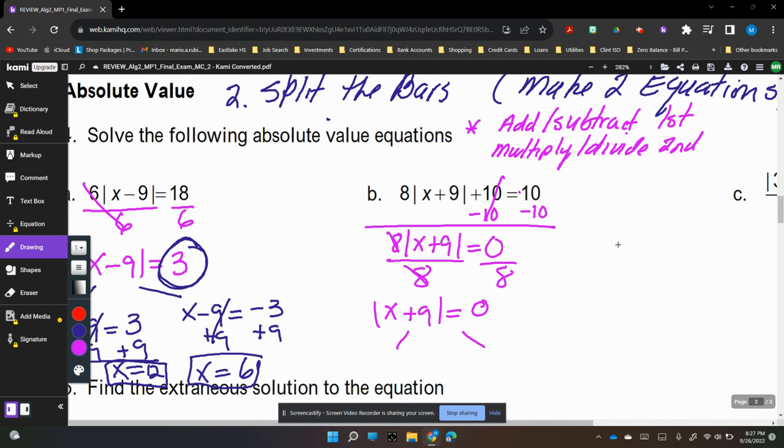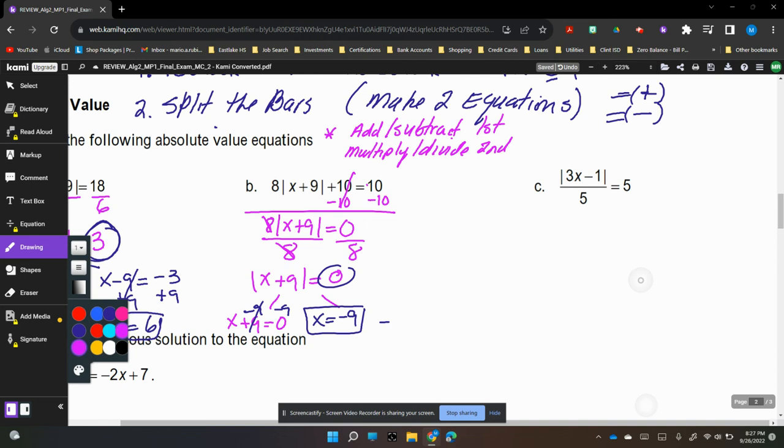Now, normally we make two examples. One is set to the positive number, and then the other one is set to the negative of that number. But remember, we can't really have a negative 0. So this is one of the few cases that we'll just have one equation. We can subtract 9 from both sides. Those will cancel, and I'll have x equals negative 9 as the answer.